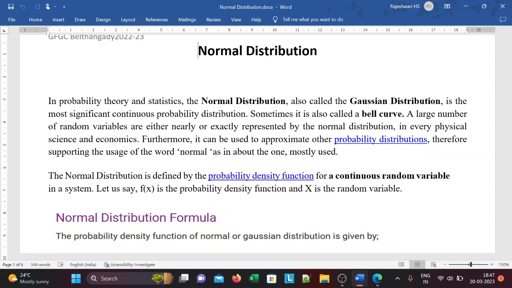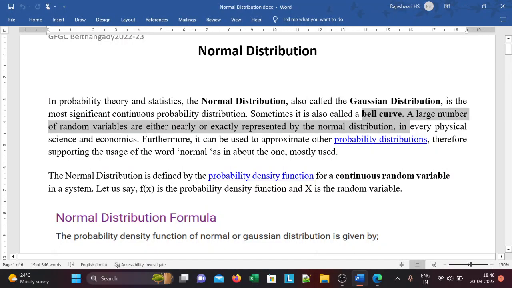So when the sample number is small, or when the mean value is small, then we use those two distributions. But now we are using normal distribution. That means when the sample or the mean value is large, then we are going to use the normal distribution. It's also called a Gaussian distribution as well as a bell curve, because it's assumed that a large number of random variables are exactly represented by the normal distribution. Gaussian distribution means it's a contributor's name.